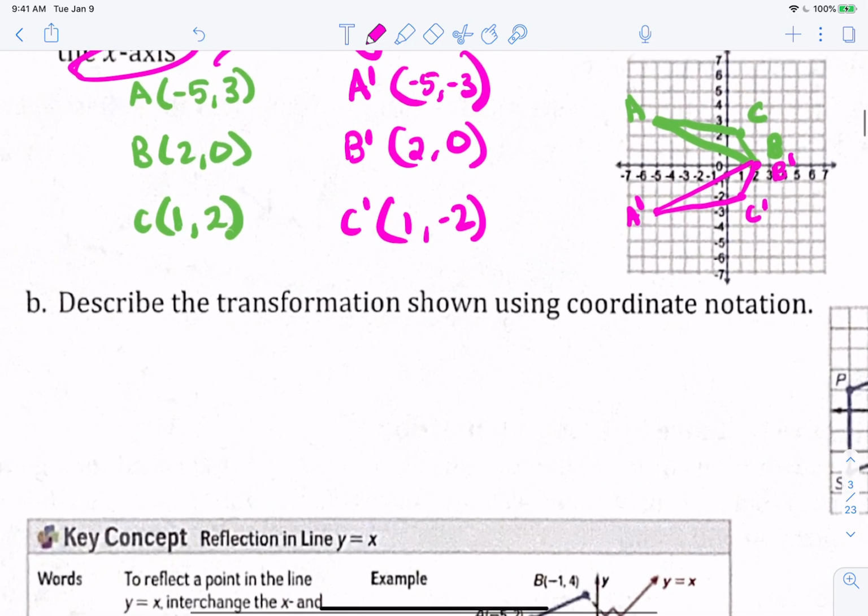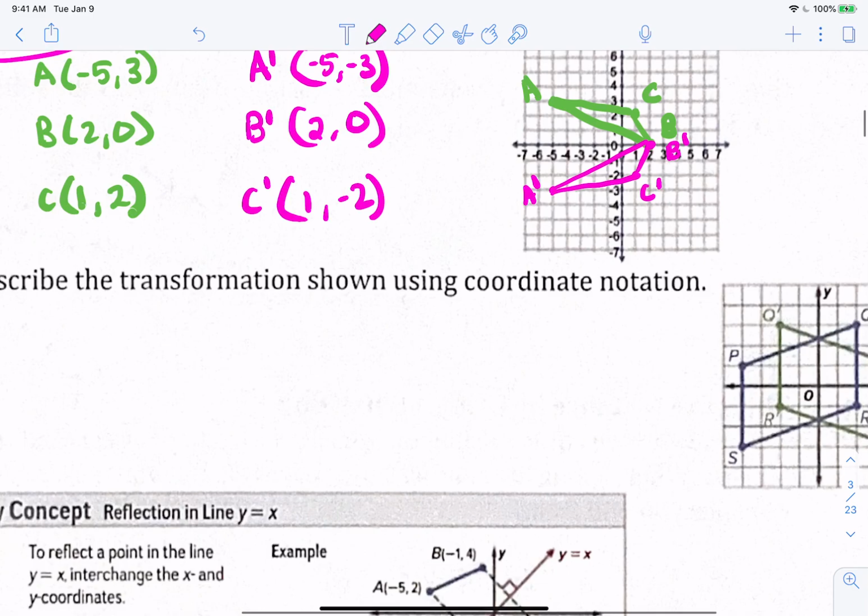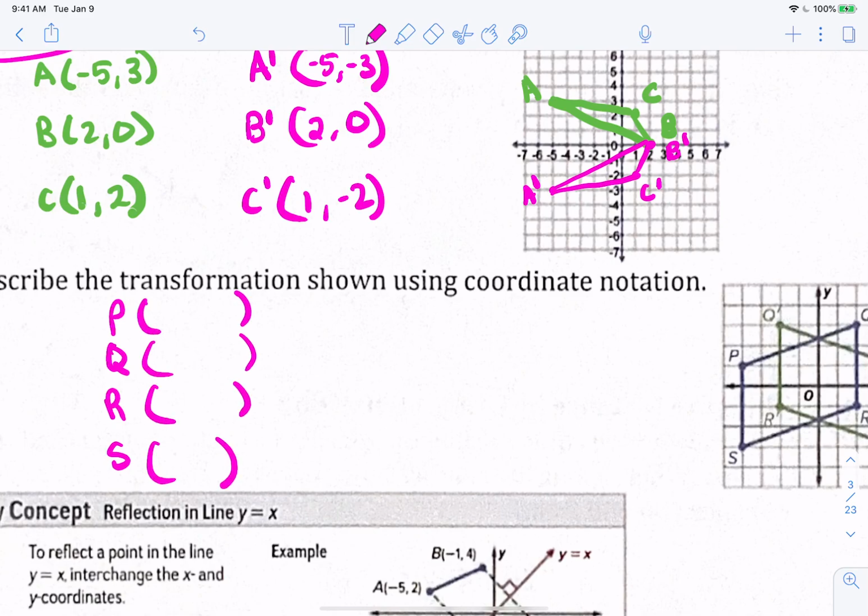How could you do this? Describe the transformation using coordinate notation. Let's do this. We need to label P, Q, R, and S, and we're going to find their coordinate points.